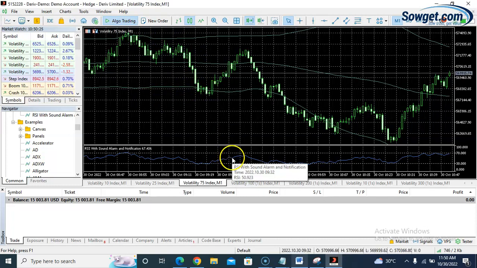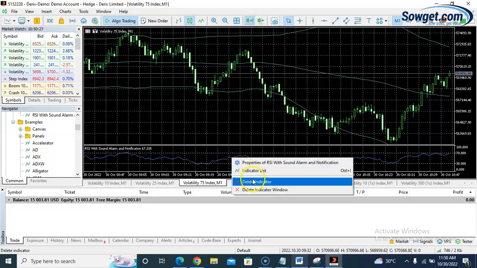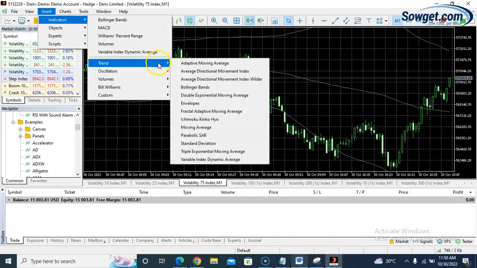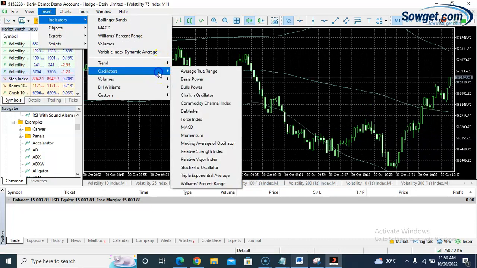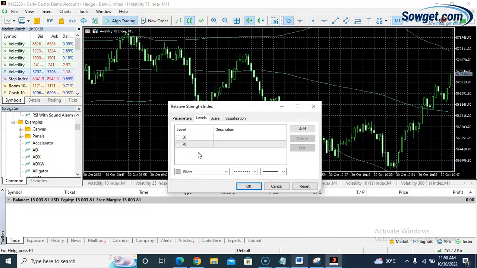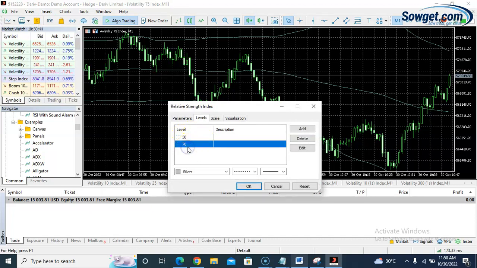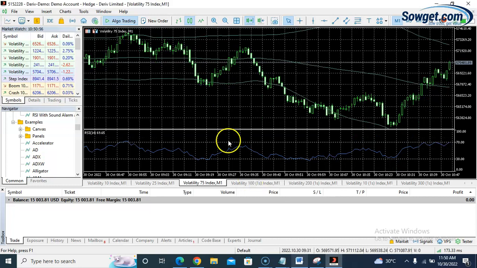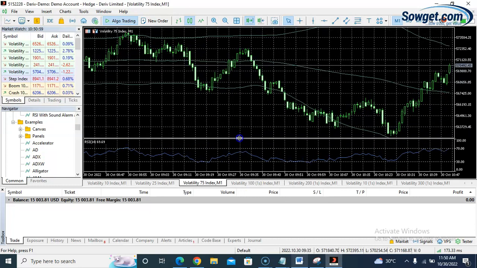Then the next one is the RSI. Let me just delete this one. You go to your insert again. You put in your RSI, which is an oscillator indicator. You come to RSI, the relative strength index, and click on it. The RSI is already preset: the overbought region is 70, then the oversold region is 30. So remember 70, 30, then you take OK. You can see this is how the setup will look.